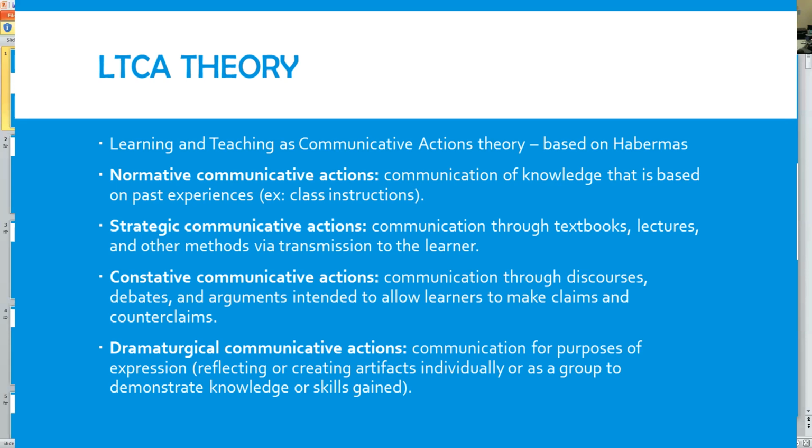For example, normative communicative actions, or how you communicate the norms for your class. These are our class rules. This is how we're going to do things. This is how we're going to be nice to each other, not yell at each other, those kinds of things. Then there are strategic communicative actions. This is your textbooks, your lectures, other methods where you transmit the information to the learner. Videos, books, those kinds of things.